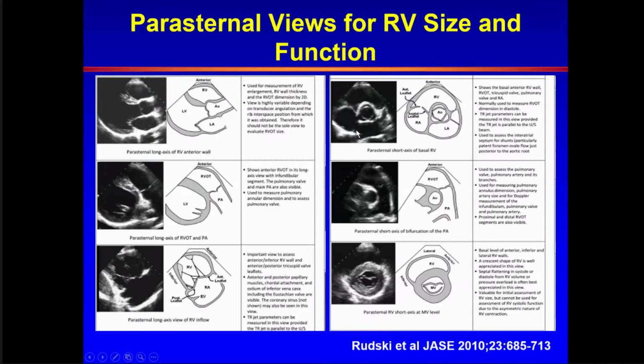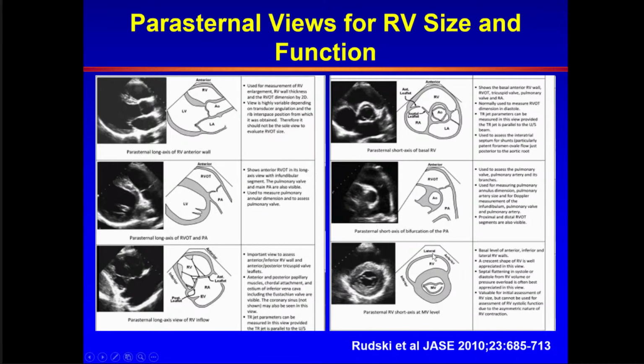Because we are able to see the septum, we can interrogate the septum by color, and if patients have PFOs or atrial septal defects, these are very well approachable here. Likewise, because you see the tricuspid valve leaflets, you can look at the tricuspid regurgitation with color, and you can align reasonably well with the tricuspid regurgitation jet.